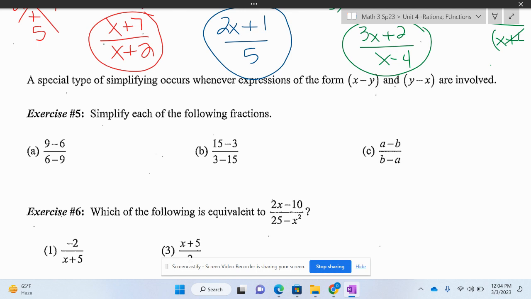What is 9 minus 6? What is 6 minus 9? So what does that equal? -1. Cool. What is 15 minus 3? And what is 3 minus 15? And what does that equal? Okay. What am I doing with the denominator and the numerator? How are they different?